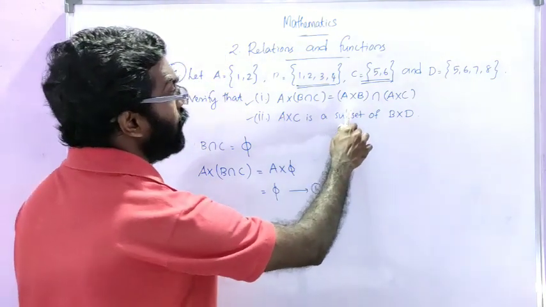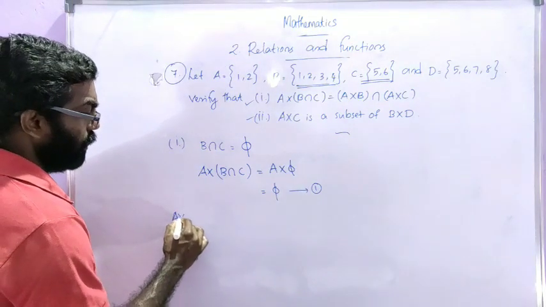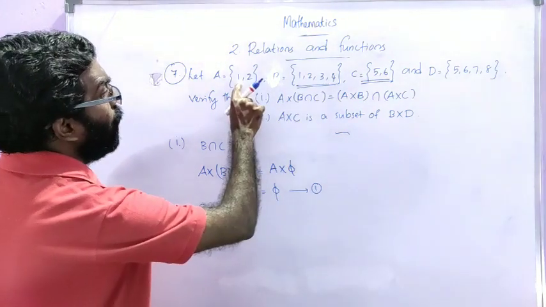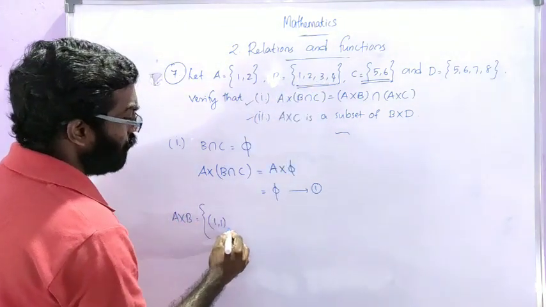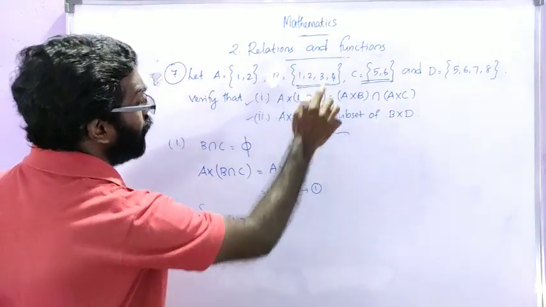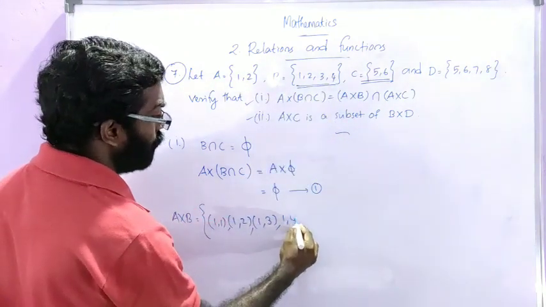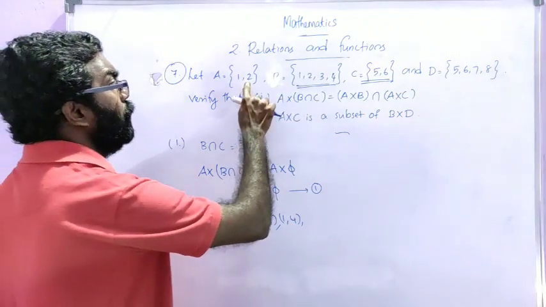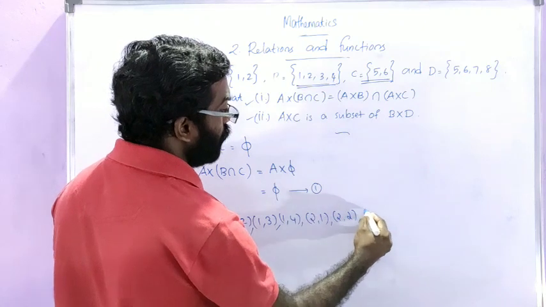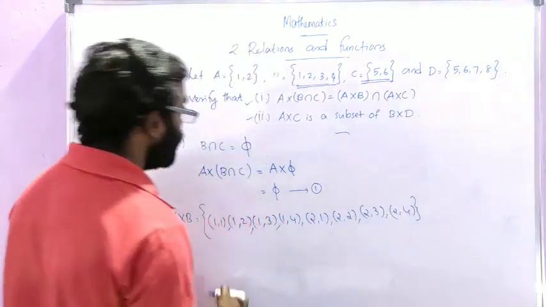Now in the RHS part, it is (A × B) ∩ (A × C). First of all, we can write A × B. A × B equals the set of all ordered pairs (1,1), (1,2), (1,3), (1,4). Then we can start with 2: (2,1), (2,2), (2,3) and (2,4). Okay, this is A × B.